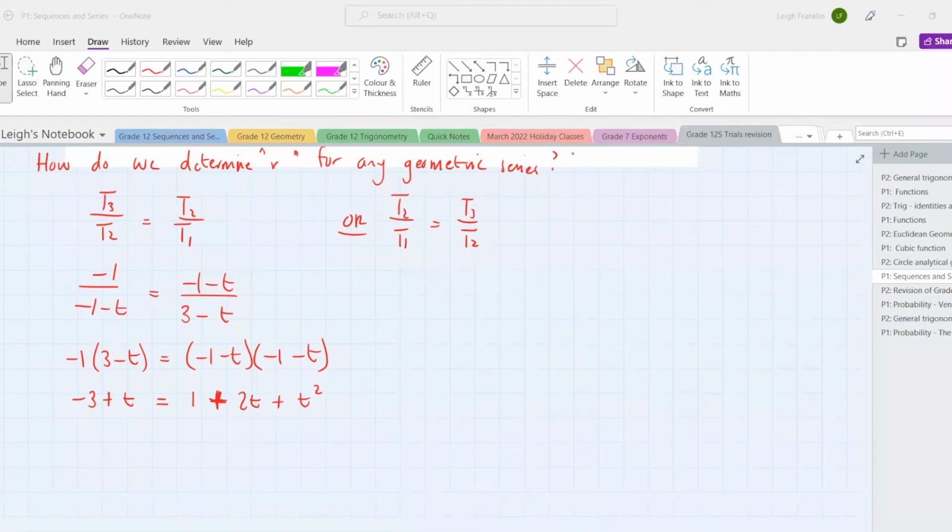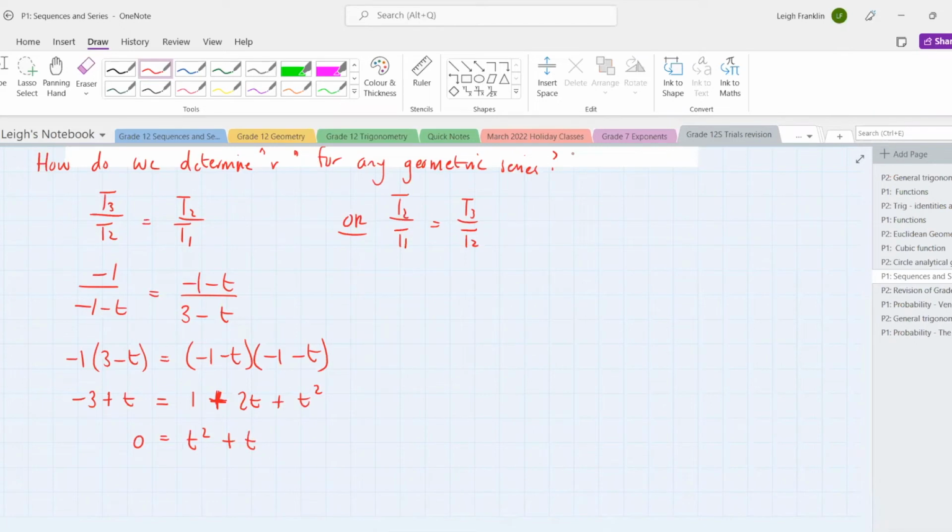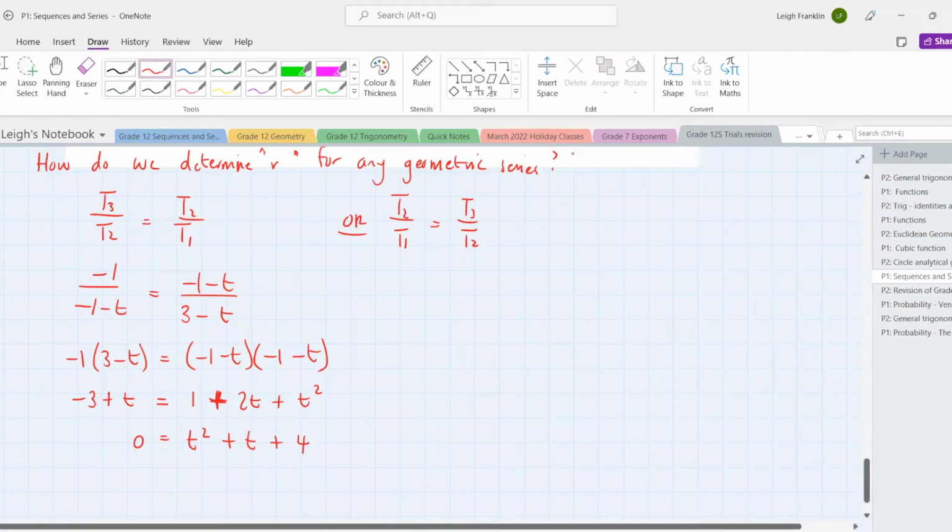So we're going to get it into standard form. I'll put my 0 over here, I'll put my t squared at the front, then I've got plus t behind that. And then I'm going to take the 3 over to the other side, so this is going to give me plus 4.